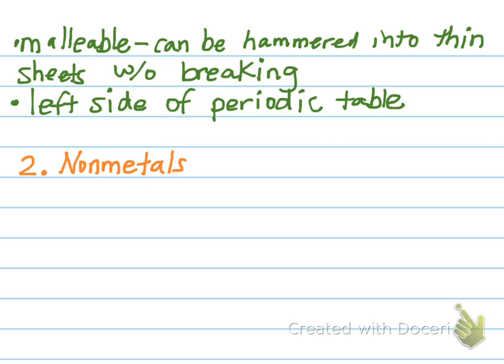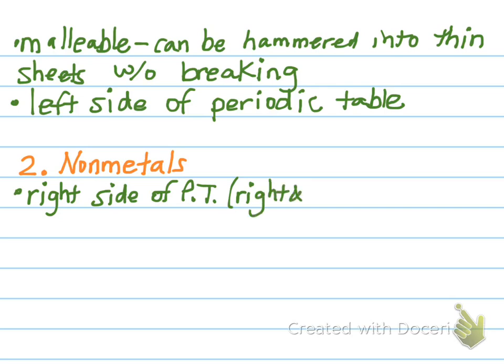The second broad class of elements that we can sort all of the elements on the periodic table into are the nonmetals. We'll start by talking about where we find these on the periodic table. These are on the right side of the periodic table. And oftentimes we say they're to the right and above the heavy stair-step line.